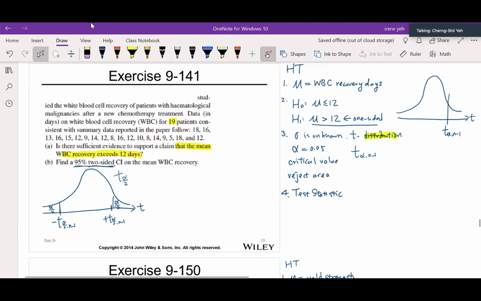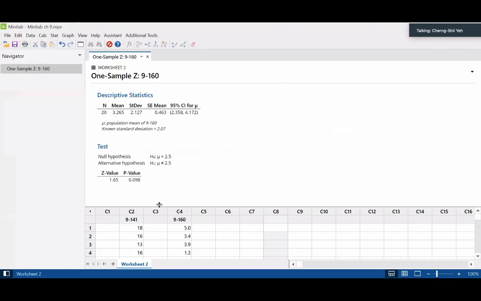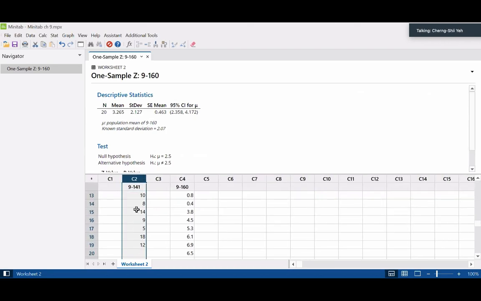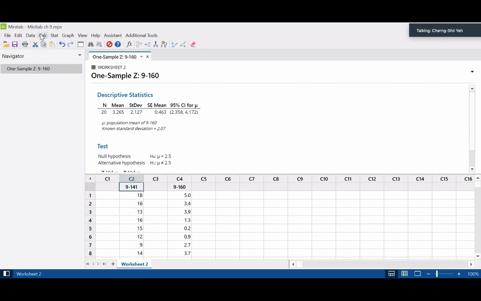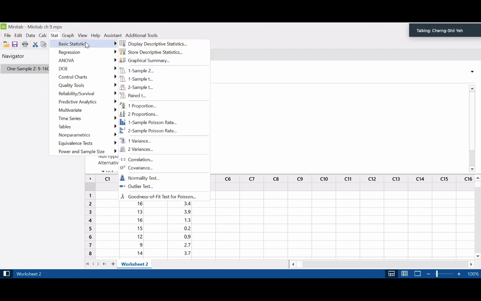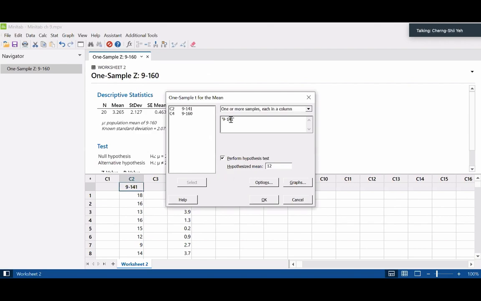Okay, let's go to Minitab. All right, I have the data listed in my worksheet. All right, here are my 19 data points. Let's perform the hypothesis testing. The hypothesis testing value is 12. Population standard deviation is not given. So in this case, we're going to perform a t-test. Okay. Data is listed over here in my C2. Hypothesis testing. Test value is 12. Let's go to options.